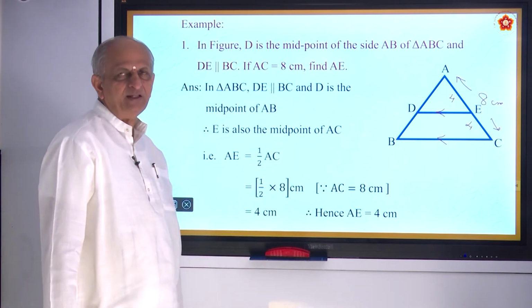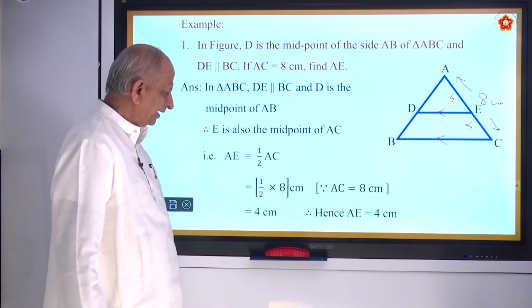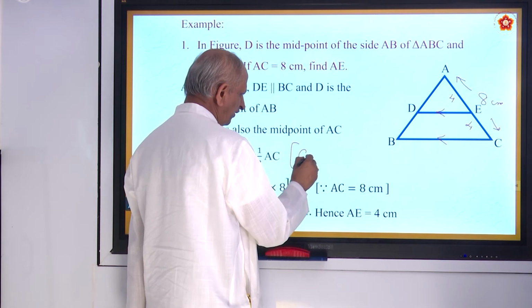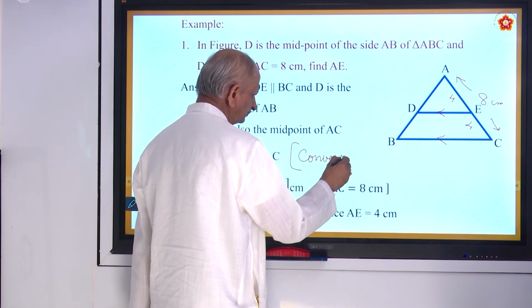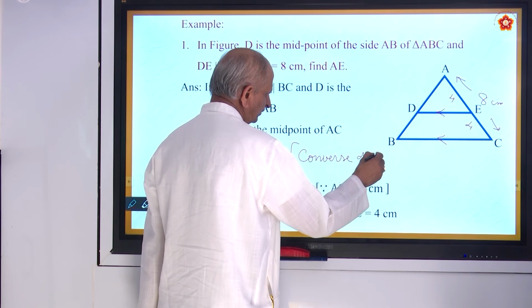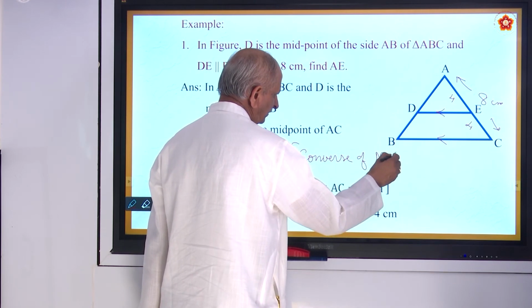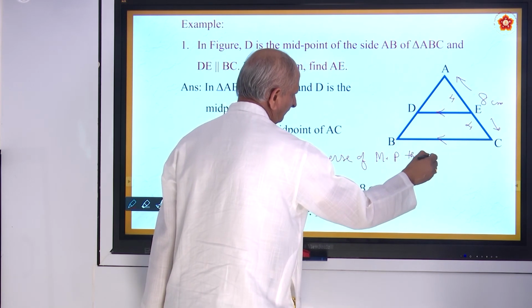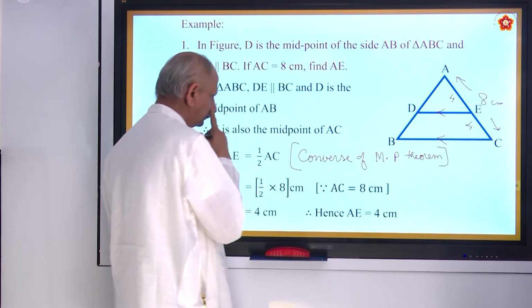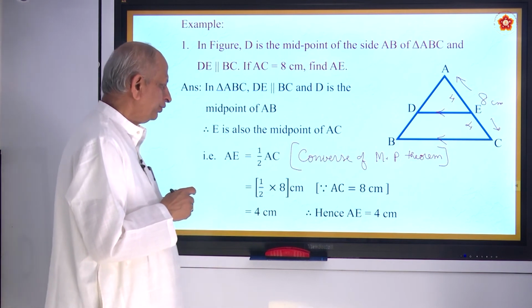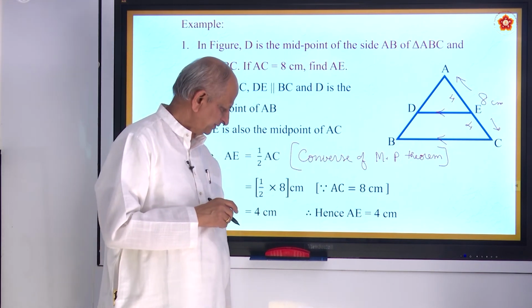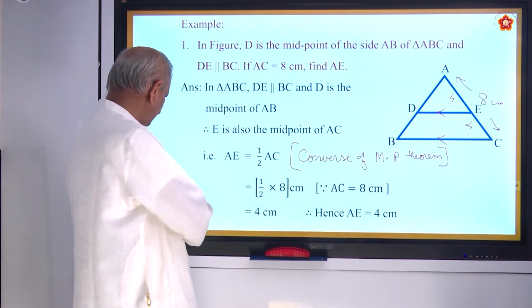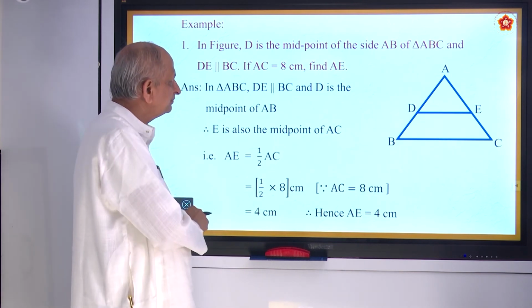What is the reason for this? The reason is converse of midpoint theorem. So AE is equal to half of 8, that is 4 centimeters. Is it okay? Very happy. Shall we move on to the next one?